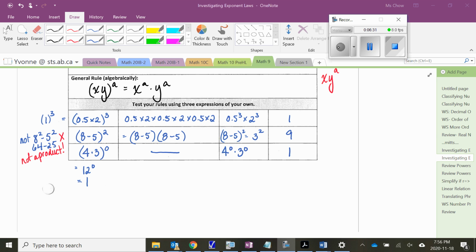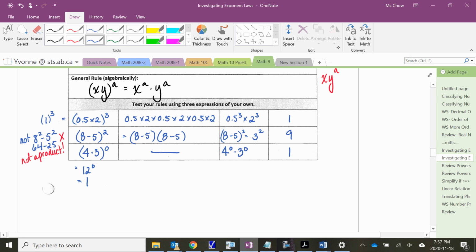Let's take a look if we now know about the exponent 0. So if I take 4 times 3 all to the 0, it's impossible to expand that one, but if I apply my exponent law, then we know it's 4 to the 0 times 3 to the 0, or 1 times 1, which is 1. If we verify using order of operations, brackets first, so then we've got 4 times 3 is 12 to the 0, also 1. Fantastic.